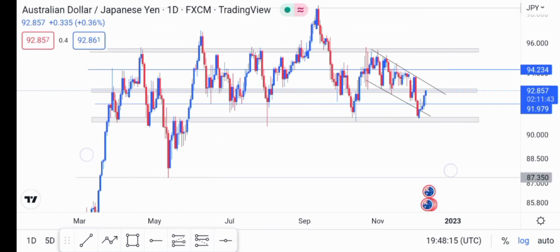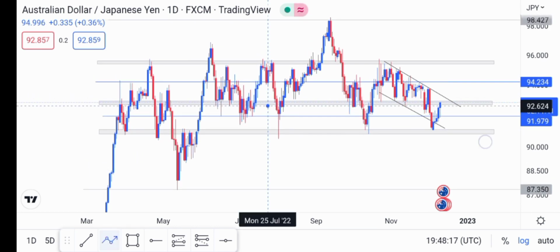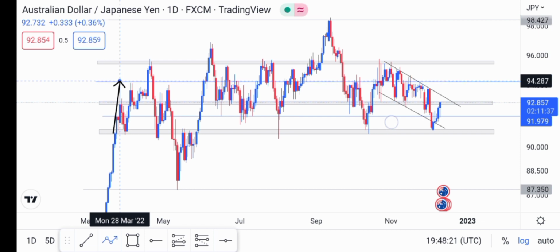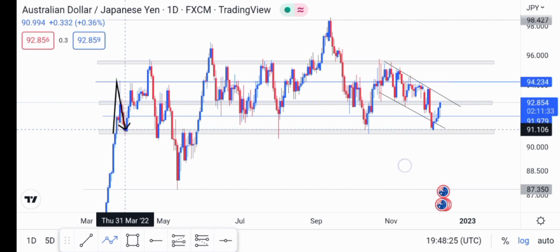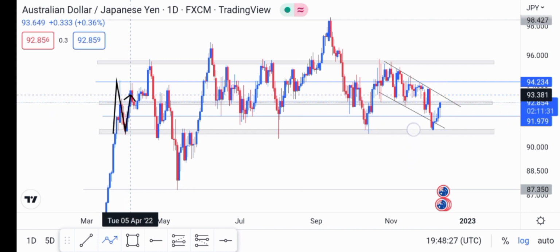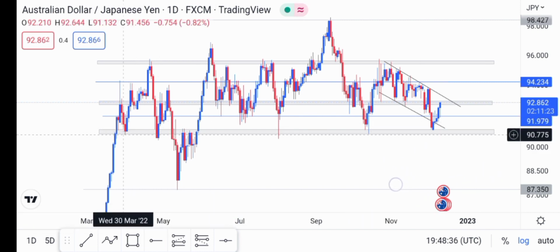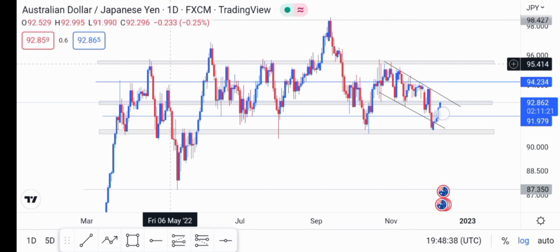So let us look at this pattern right over here. Starting from this point, look at this, guys. The moment the market touches this area here, it rejects. It rejected and pushed to the lower side, then pushed to the upper side again. Let me do this so you can save more time. The moment the market touches this level right over here, it tends to push to the upper side.